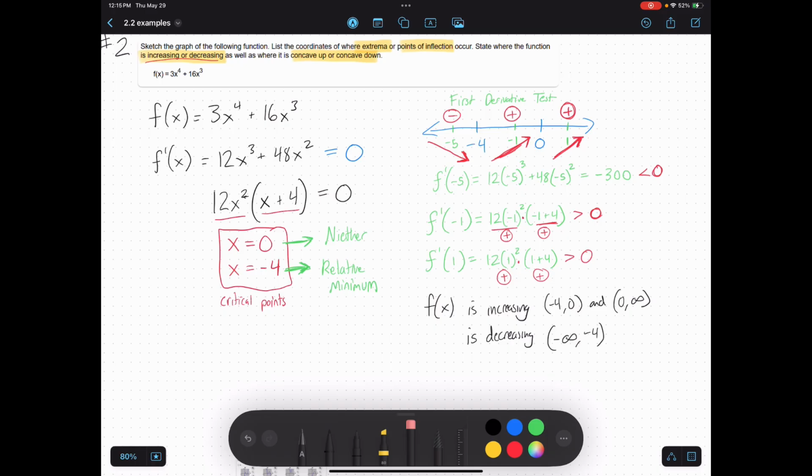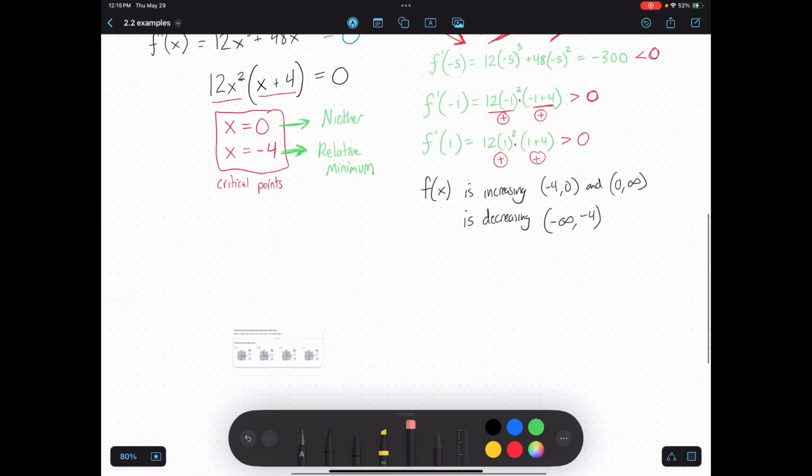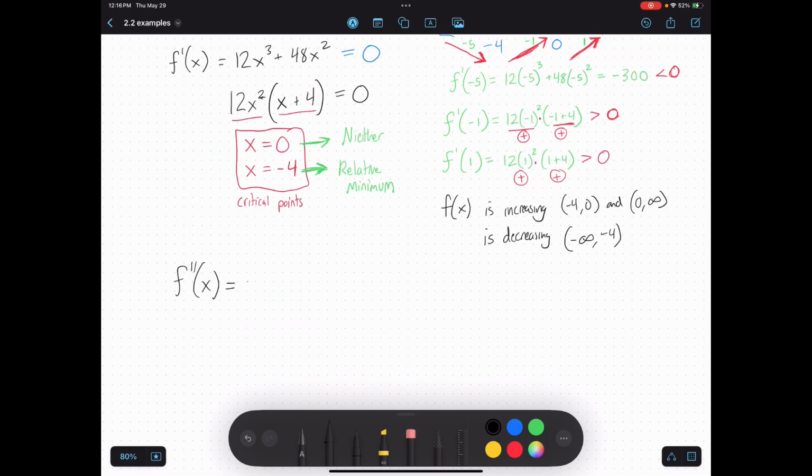To move on, to look at points of inflection or concavity, I need the second derivative. So let's go ahead and find the second derivative here. When I take this derivative, I get 36x squared plus 96x. What do I do with the second derivative? Well, if I want to know my intervals of concavity, I need to know the possible places where that concavity can switch, which means I need to know my inflection points. And how do I find the inflection points? The same way I found my critical points, by setting this second derivative equal to 0 and solving.